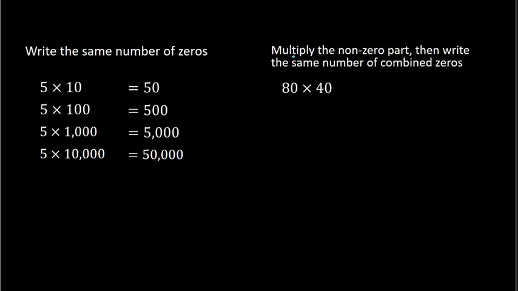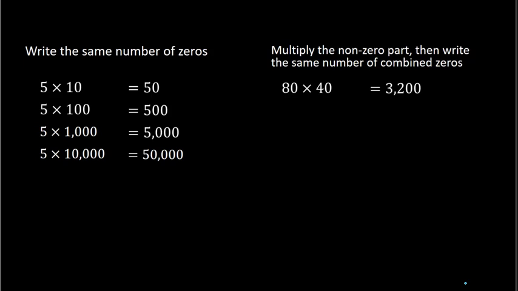So we begin by multiplying the non-zero parts. So the non-zero parts are 8 and 4. Well, 8 times 4 is 32. All right, so it's going to be 32 followed by zeros. So we see total, we have 1, 2 zeros. So we add 2 zeros at the end of 32. And the answer is 3,200.